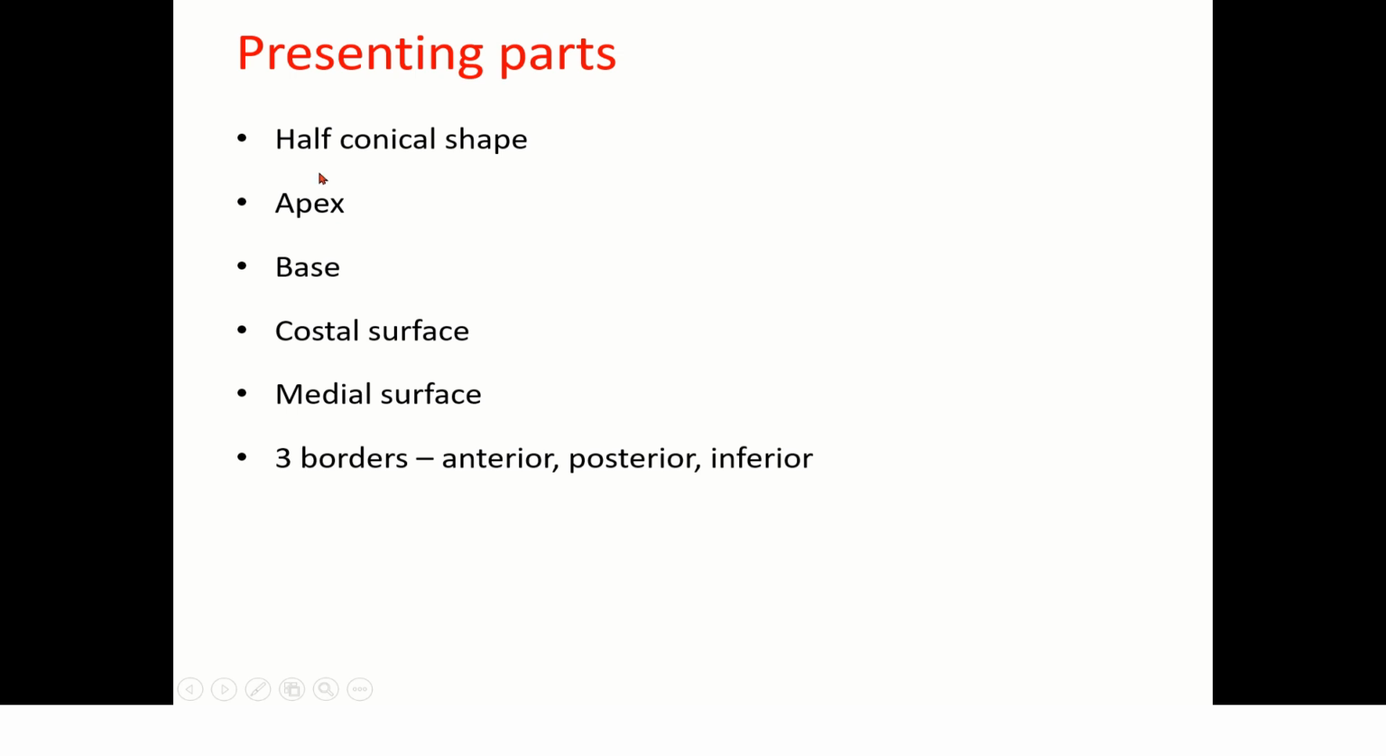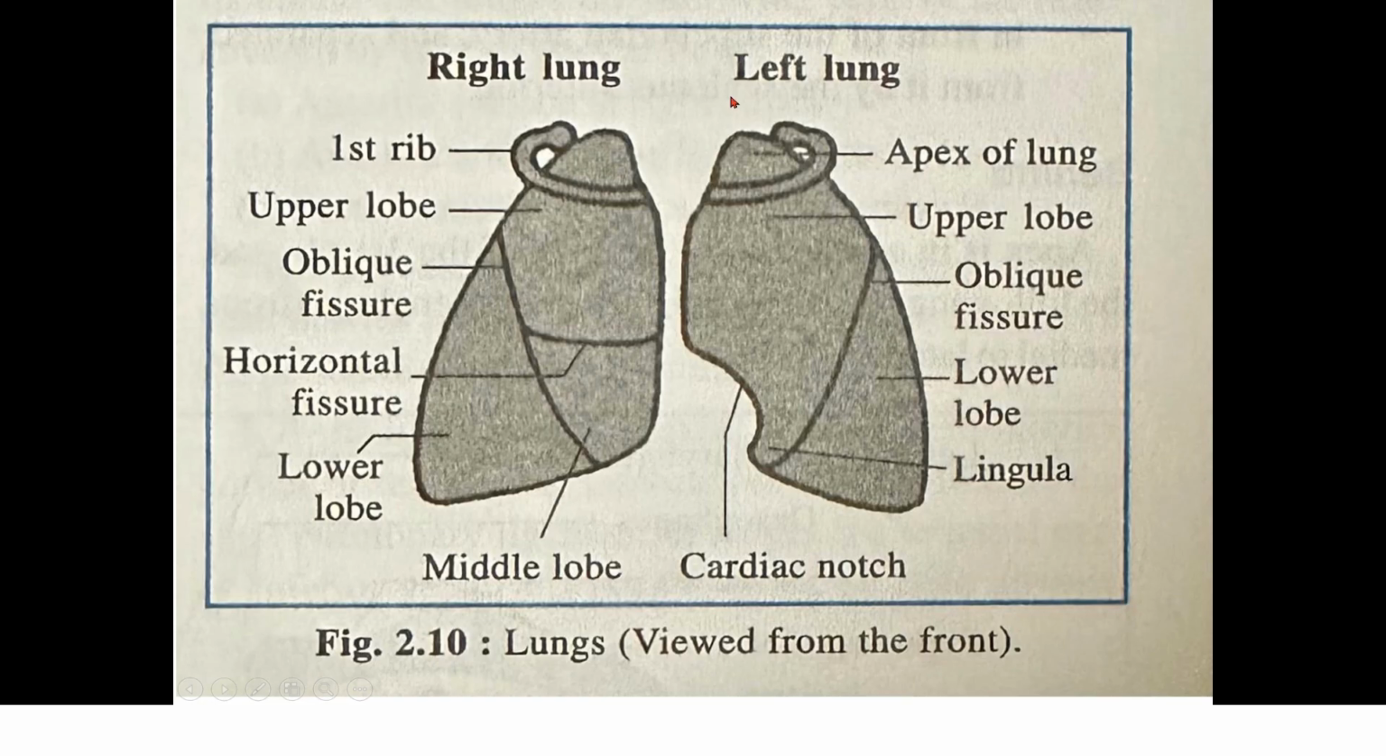Presenting parts. Each lung is half conical shaped. It has an apex and a base. Base is also called as inferior surface or diaphragmatic surface, costal surface, medial surface, and three borders: anterior border, posterior border, and inferior border. So these are the lungs, and you can see here this is the part of the lung which is above the first rib. This is called as the apex.